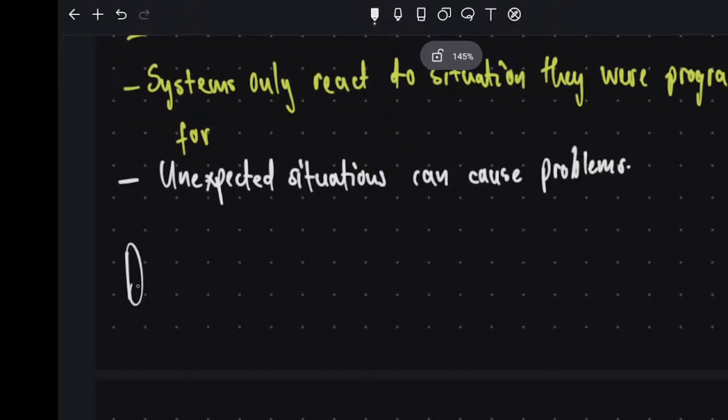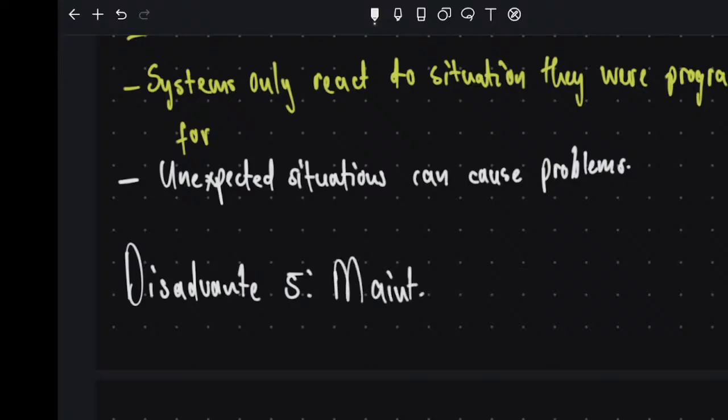Then you have disadvantage number 5, which is maintenance. Maintenance costs.